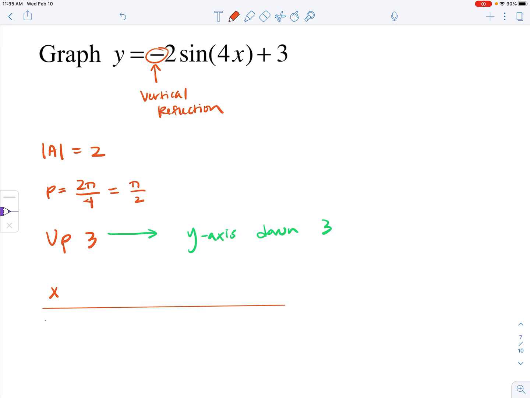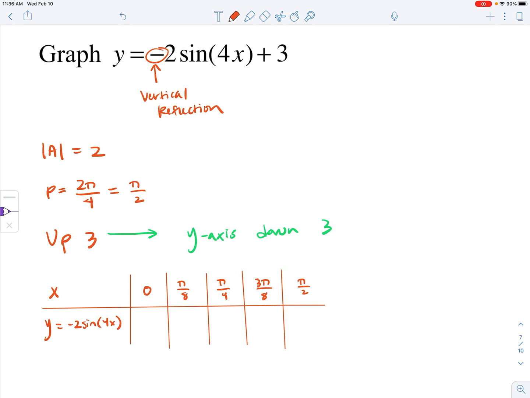Okay, so for making the table, to get the shape of the graph is just minus 2 sine of 4x, so no plus 3. Start at 0. When I divide pi over 2 by 4, that's the same thing as multiplying pi over 2 by 1/4. That means that my x-axis will be scaled by pi over 8. So 1 pi over 8, 2 pi over 8 is pi over 4, 3 pi over 8, and 4 pi over 8 is pi over 2.